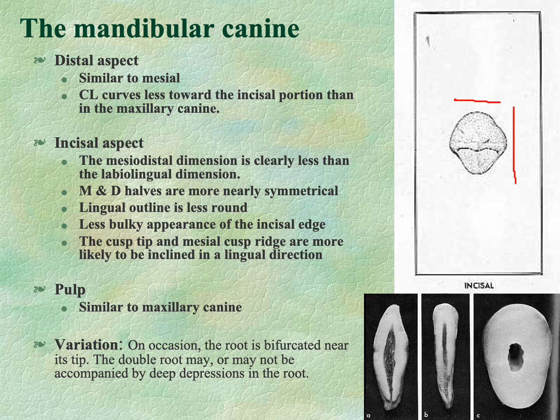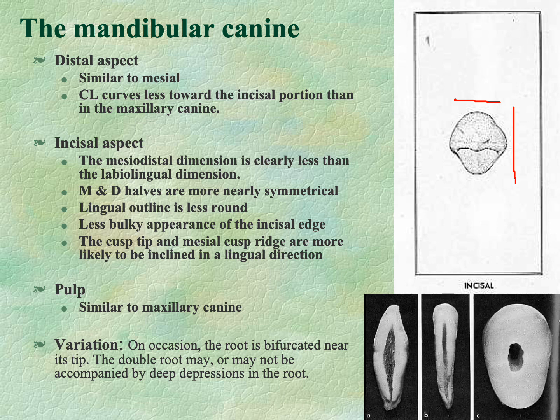The mesial and distal halves are more nearly symmetrical. Lingual outline is less round. It has a less bulky appearance of the incisal edge. The cusp tip and the mesial cusp ridge are more likely to be inclined in a lingual direction, which is not something easy to notice or to take into consideration if you want to know which tooth this is. The pulp is similar to the maxillary canine.